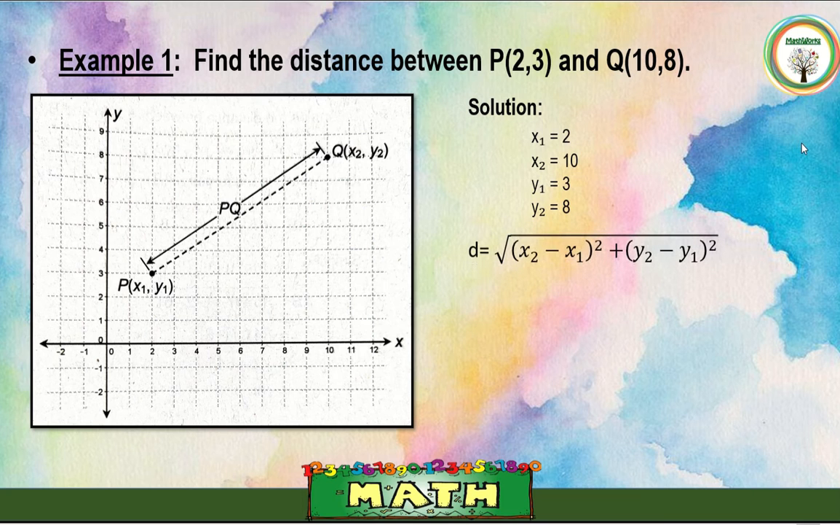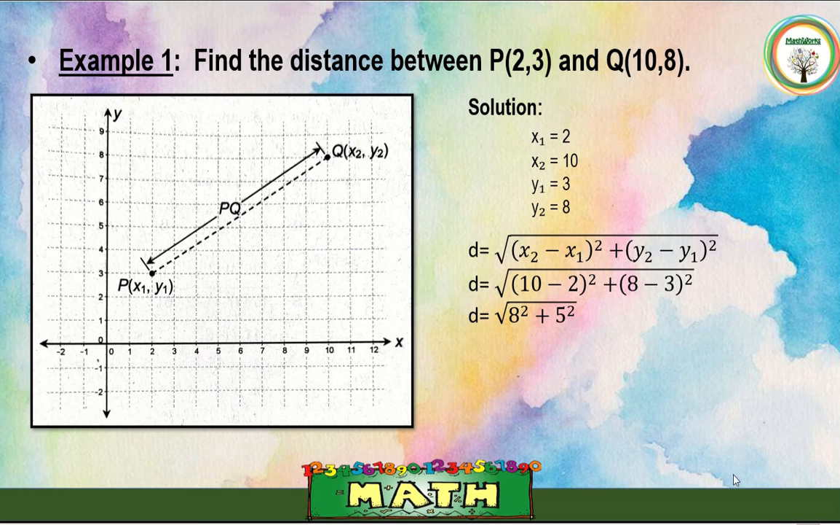Okay, so using the formula, d is equal to the square root of x sub 2 minus x sub 1 quantity squared plus y sub 2 minus y sub 1 quantity squared. Substitute the values of the coordinates. D is equal to the square root of x sub 2, which is 10, minus x sub 1, which is 2, then squared, plus the value of y sub 2, which is 8, minus the value of y sub 1, which is 3, quantity squared. Let us simplify.